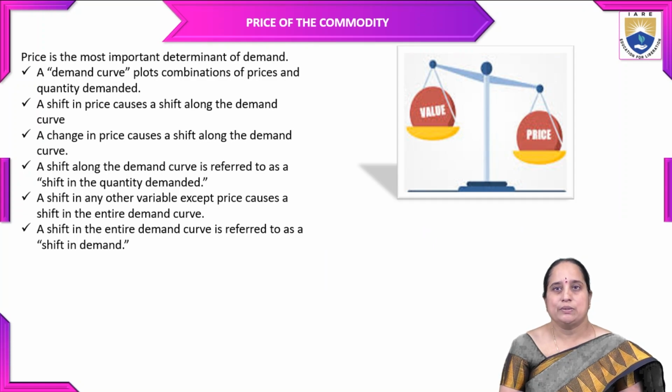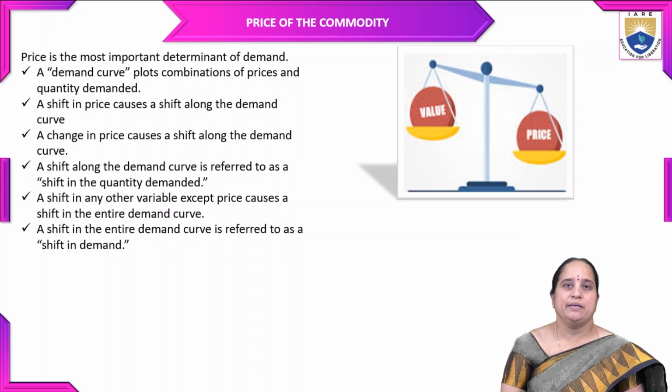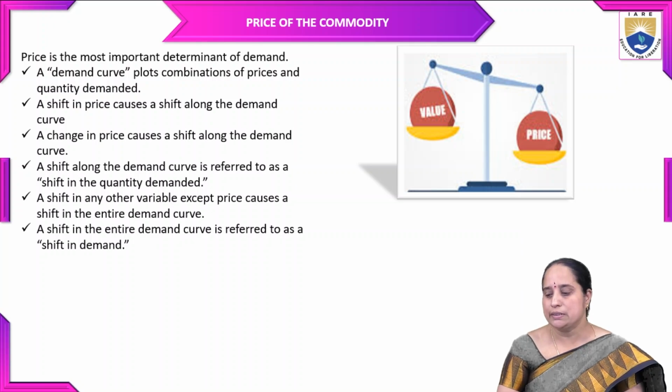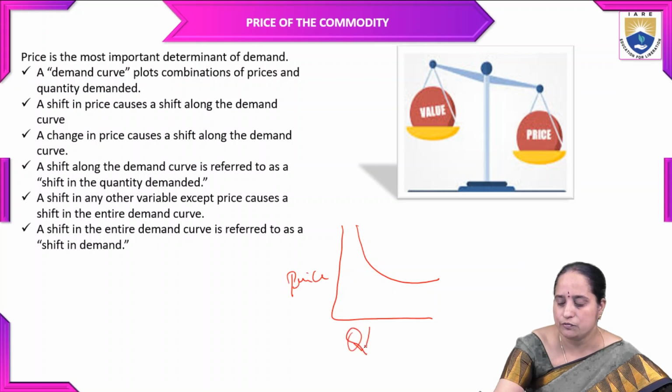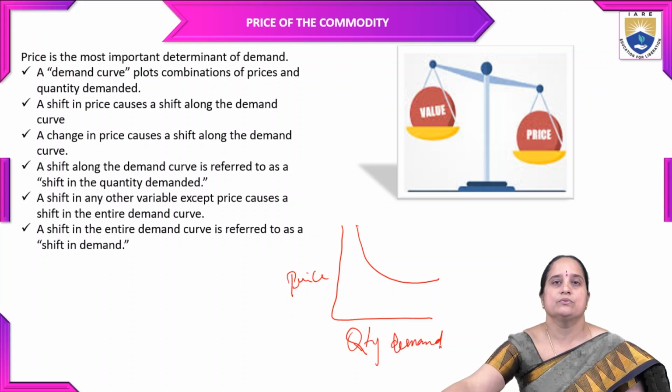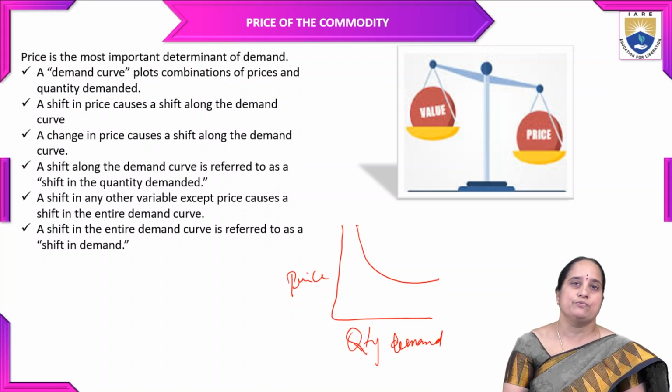So let us start with the price of the commodity. Price is the most important determinant of demand. A demand curve plots the combination of prices and quantity demanded. The demand curve will be like this; it will always go like this. For price and quantity demanded, if price increases, quantity decreases, and if price decreases, quantity increases. So this is the concept we used to follow.